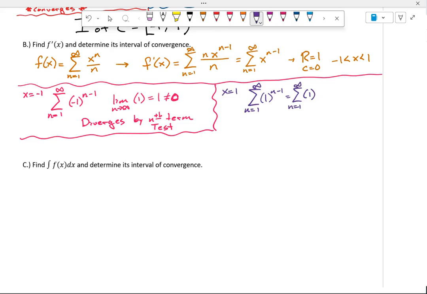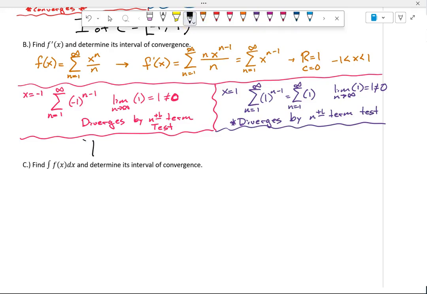If you ever have something like that, it is still the nth term test. And we end up having the same thing. Limit is equal to 1, which is not 0. So what happens here? Diverges by what test? By the nth term test. All right, so do we know what our interval of convergence is going to be? What are we going to have on the left?